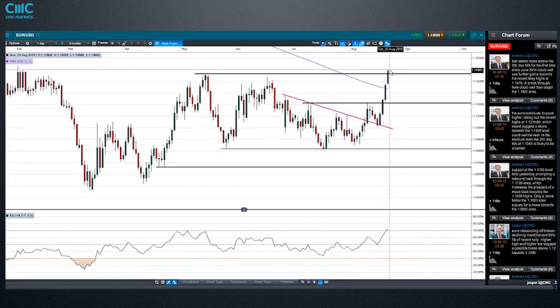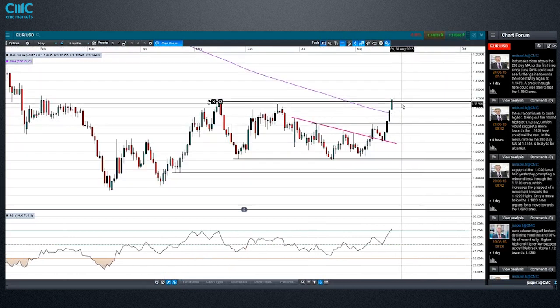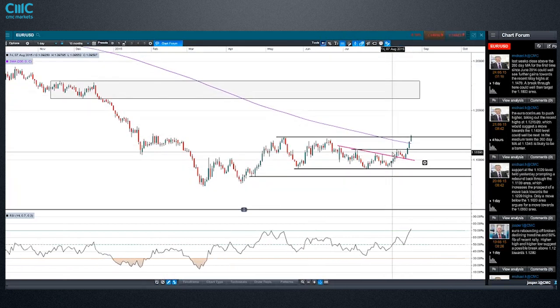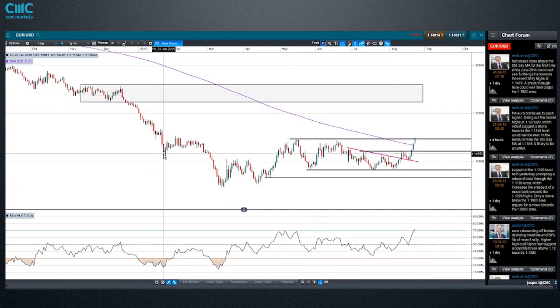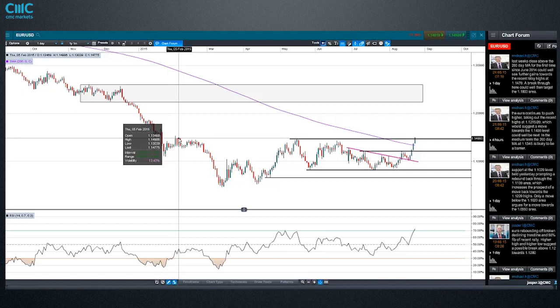So this is a pretty big level that we're at, and so we could get a false break here, 115. A lot of people will be selling in this vicinity, so don't be surprised if we see a bit of a drop back. But I think the dynamics have changed in the euro here, and I do anticipate us moving higher. And like I said, it's been such a sharp decline. There's not really an obvious area of resistance here.